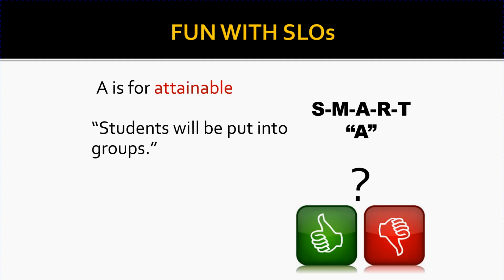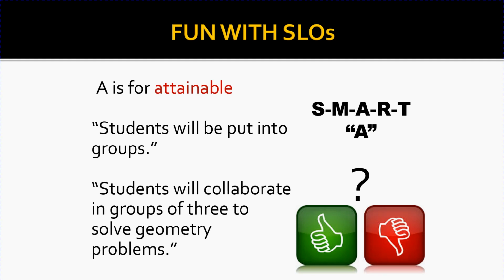So also notice this one's not only attainable, well, the teacher can do it. Notice that students will be put into groups is something a teacher does, right? So that's not even something students can attain, right? So if I, as a teacher, put students in groups, I allow that they are going to collaborate to solve geography problems. Now, notice this one isn't highly specific, but at least it's saying what students are going to do. They're going to solve the geography problems.